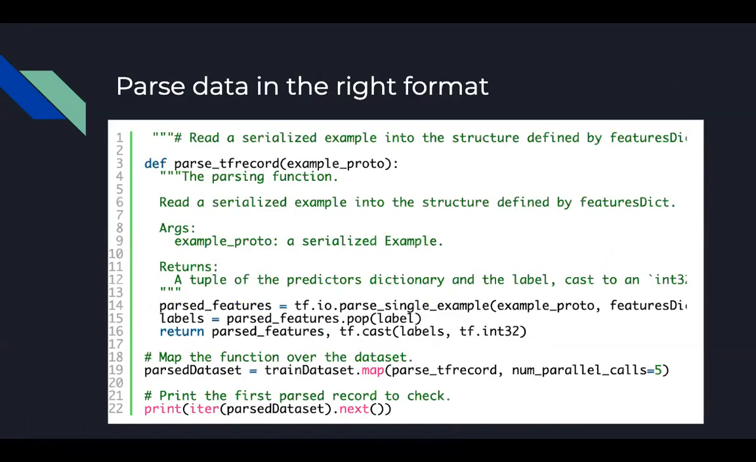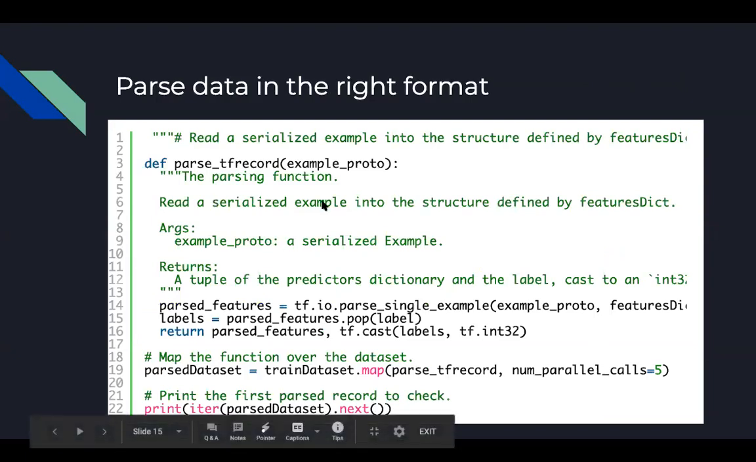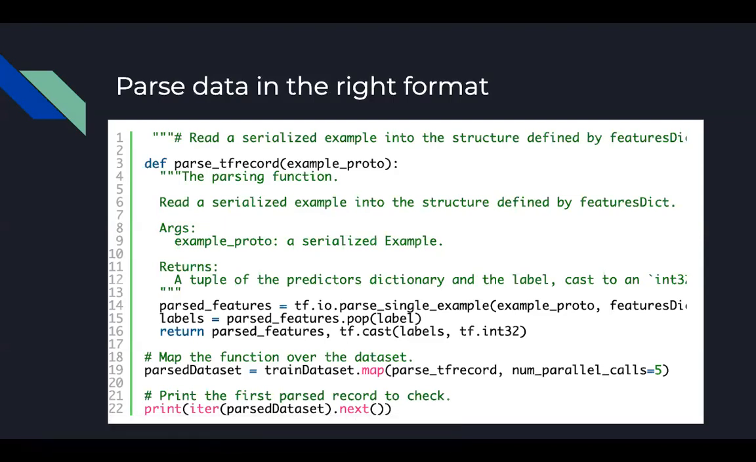So after importing the TensorFlow record from the cloud storage, we have to parse that data in the right format to train our model. So this script is for parsing all data in the right format. You have to parse your data from the TensorFlow record, and when you parse your data, you have to assign your features.